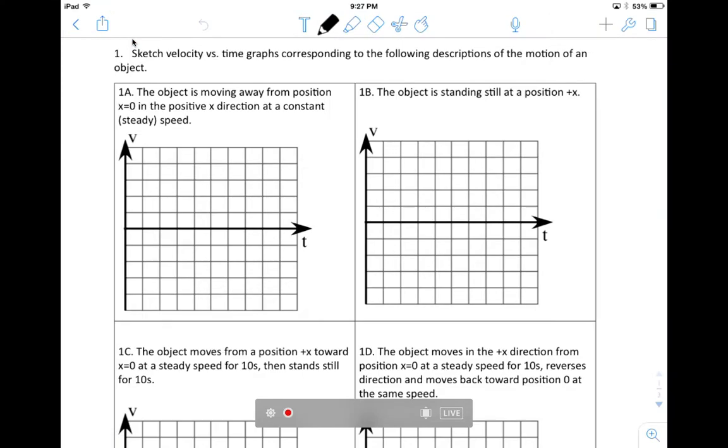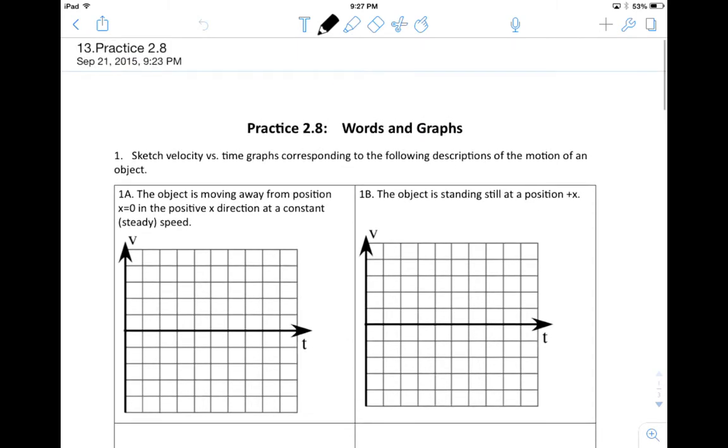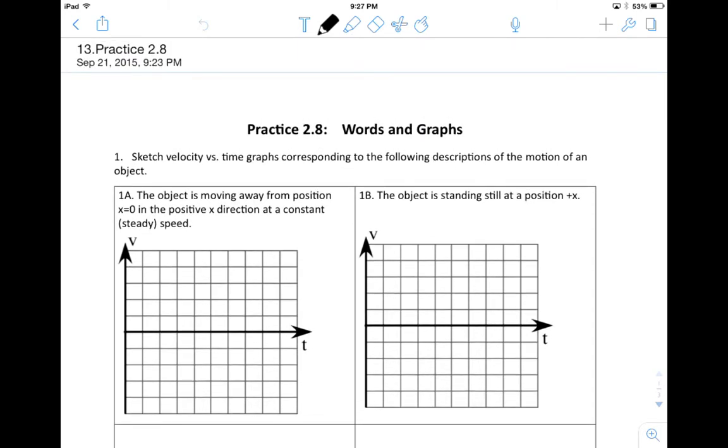Okay, guys. All right, so what we have here is this practice 2.8, words and graphs.